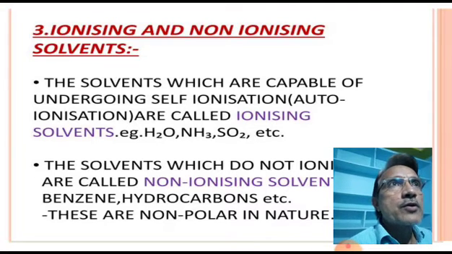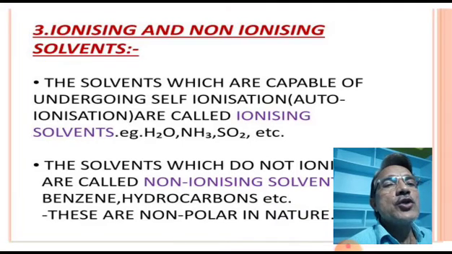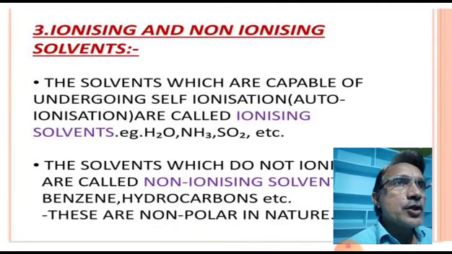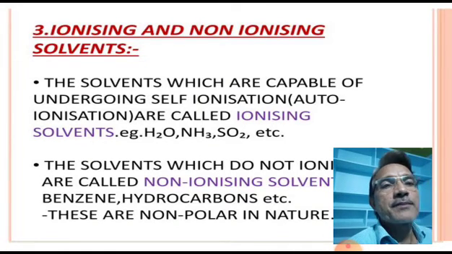If H2O undergoes autoionization, it produces hydronium ion and hydroxide ion. We can write the equation: 2H2O gives rise to H3O plus and OH minus. Similarly, if ammonia undergoes autoionization, it produces ammonium ion and amide ion: 2NH3 gives rise to NH4 plus and NH2 minus.